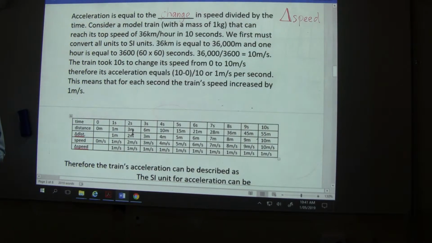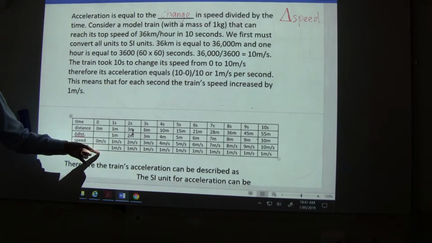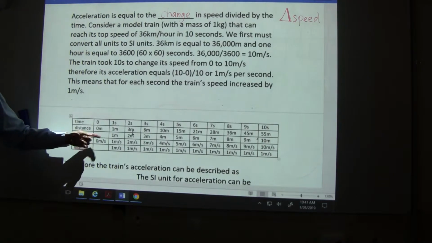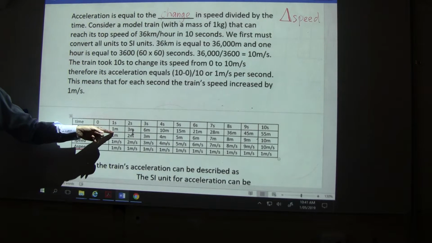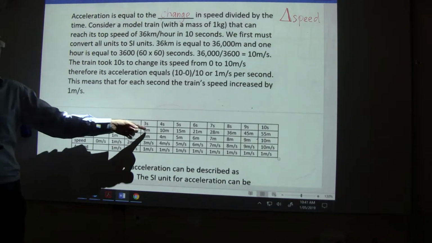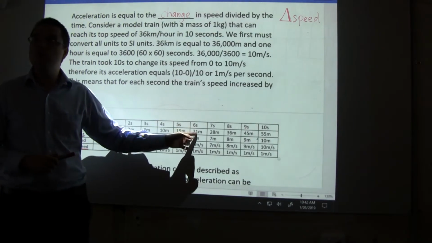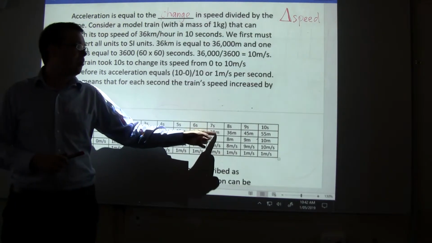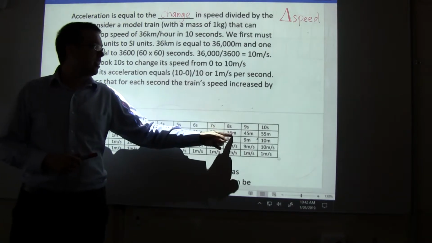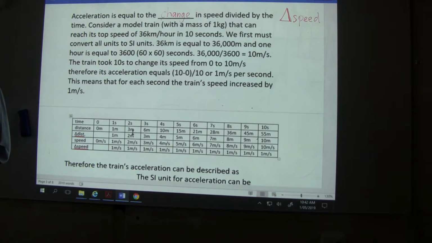Choo choo, the train leaves the station. At 0 seconds, it's gone 0 meters. That makes sense. Now, in the first second, it's gone 1 meter. It's 1 meter away from the train station. In the next second, it's 3 meters away. And then it's 6 meters away. Then it's 10 meters, 15, 21 meters away from the train station. 28 meters from the train station. 36, 45, and then finally, in 10 seconds, it's 55 meters away from the train station.